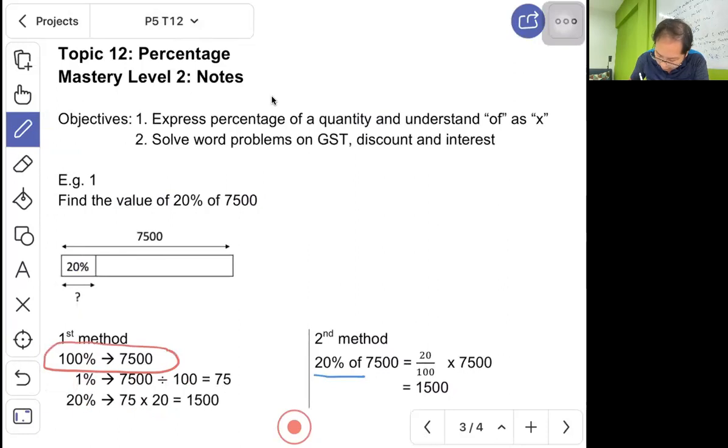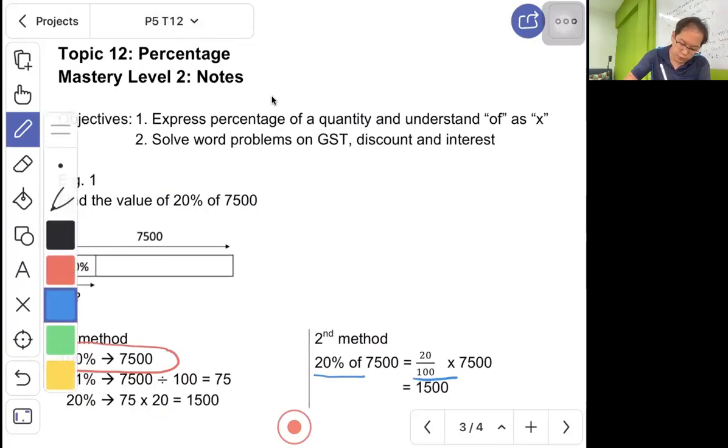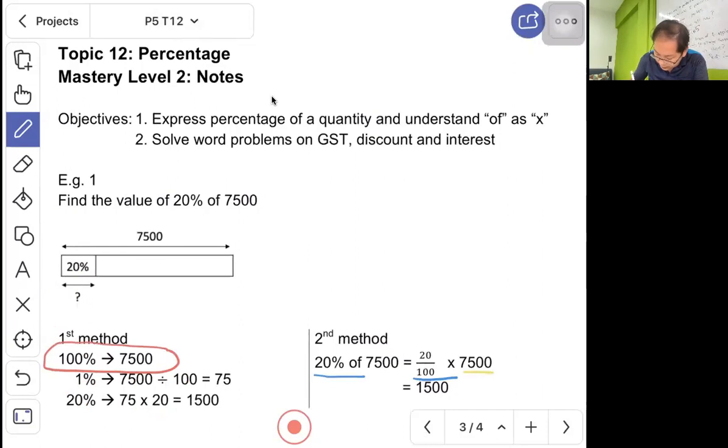Second method is to put 20% of 7,500. And this word 'of' means times. So it's 20 out of 100 times 7,500. A quick way is to do cancellation. Divide by 100, cancel 20. Divide by 100, cancel 20. So left with 20 times 75, and that gives the answer 1,500.